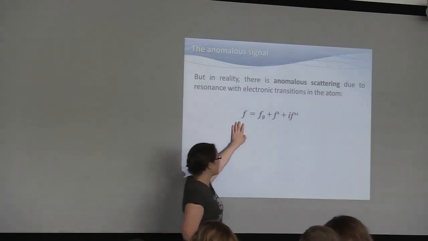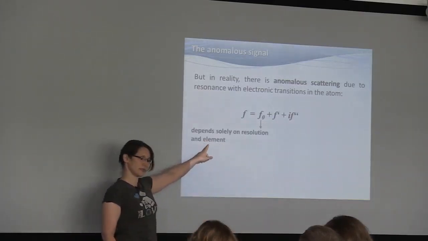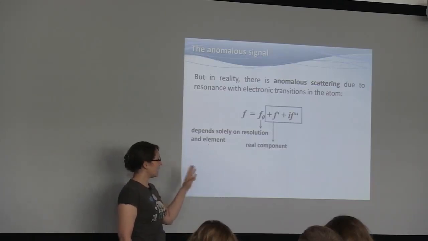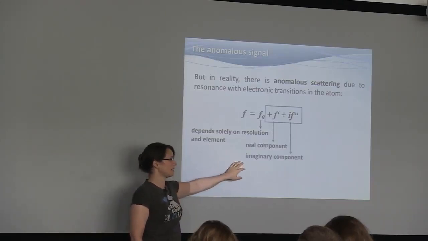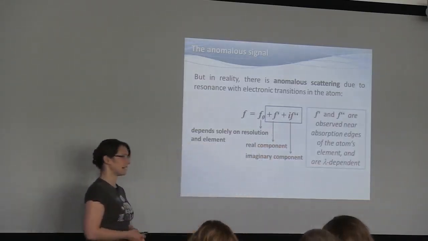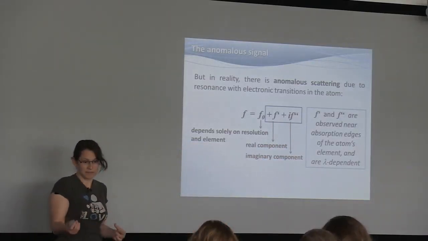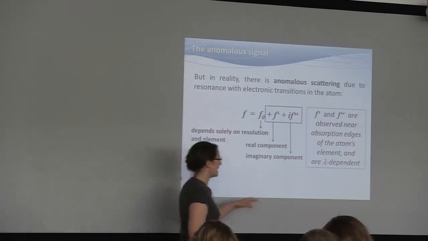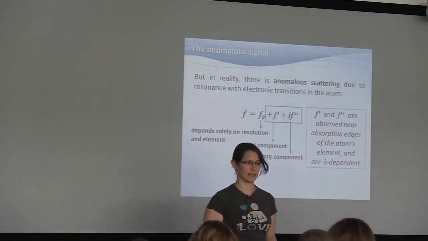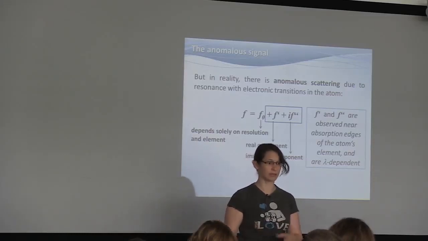And that is because the atomic contribution does not only contain F0, which depends solely on the resolution and the element, but it also has anomalous scattering, which has a real and an imaginary component named F prime and F double prime. These are observable near the absorption edge of the atom's element in question, and hence they are wavelength dependent. So anomalous scattering can be observed at certain wavelengths of X-rays, and not at others because the effect is too small.